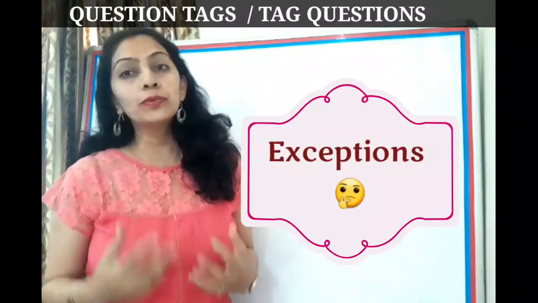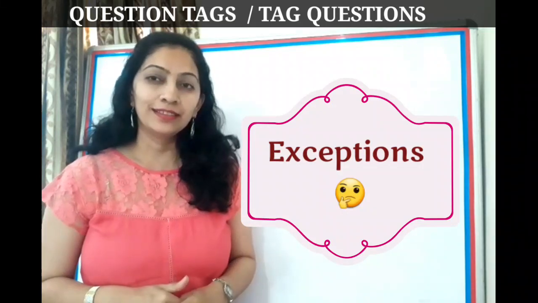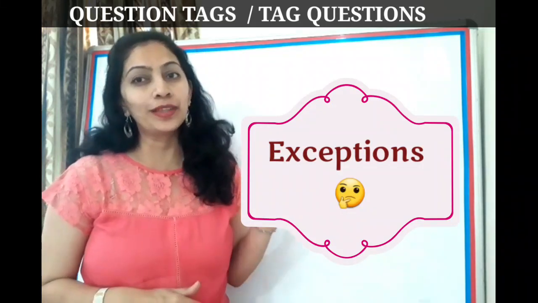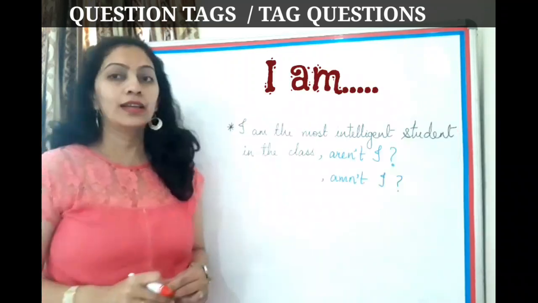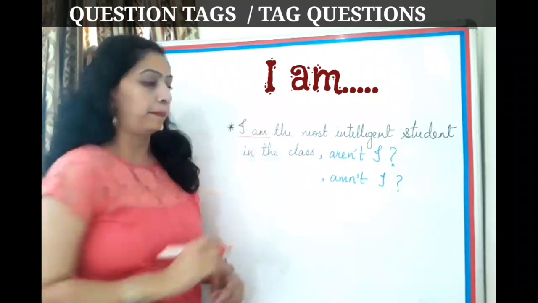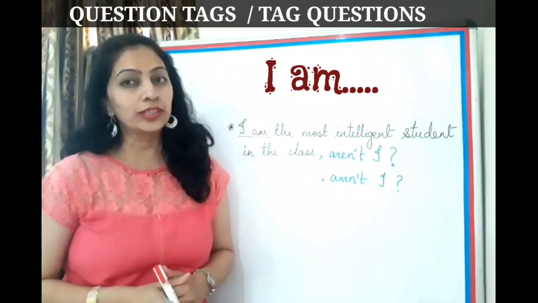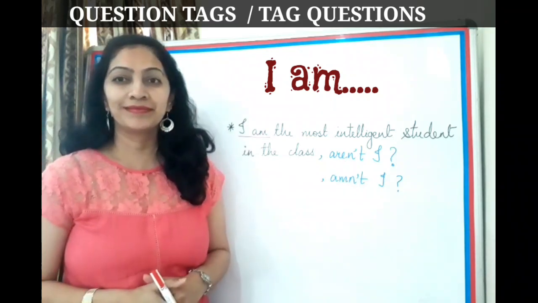shouldn't. Now certain verbs or expressions fall under a different category. They fall under the category of exceptions. Let's look at the exceptions one by one. Now if the statement has I am, what do you think the question tag should be? Aren't I or amn't I? What do you think?